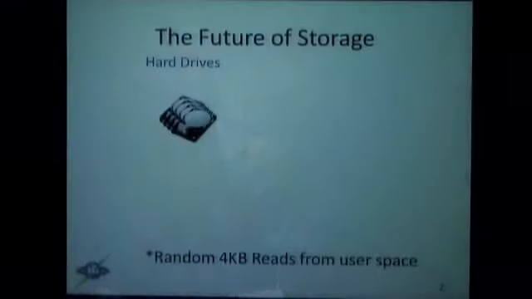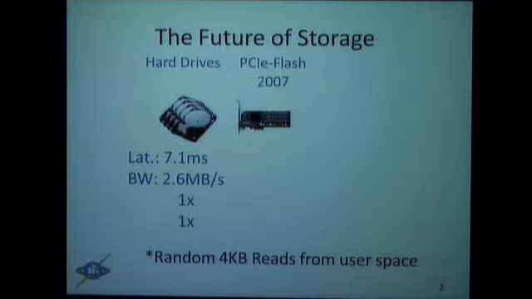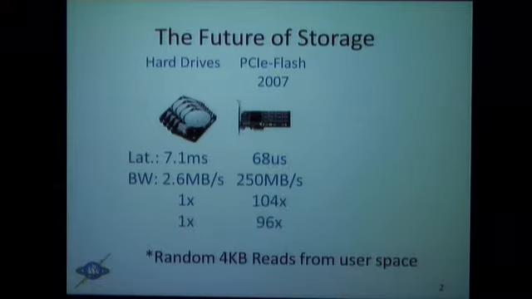So if we look at trends in storage, we're really facing a revolution in storage technologies. Starting with hard disk drives, we've had latencies of about 7 milliseconds. Bandwidth was about 2.5 megabytes a second for random accesses, about 4K. But within the last couple of years, we've had very fast PCI Express-based flash SSDs show up. And these give us much better performance, about 68 microseconds for reads, 250 megabytes a second. But we can do even better than that.